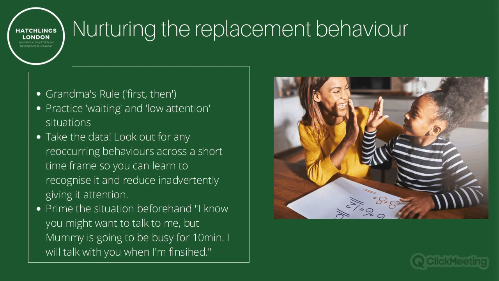So there are a few different ways that you can preempt this behavior. So firstly is first-then rules. Okay, first mummy's going to have a call, and then we're going to play trains together. And so you can even add in a visual for really young children as well. Use just a little picture of the phone and a little picture of the trains. First, I'm going to have a call, then we're going to play trains.